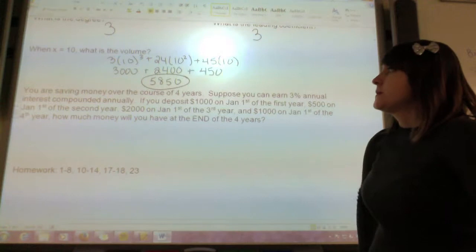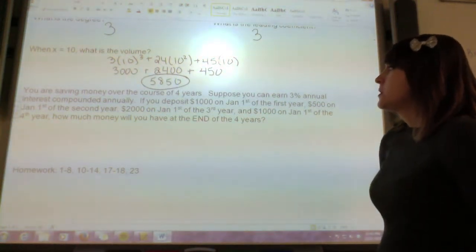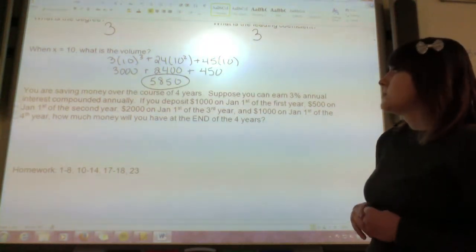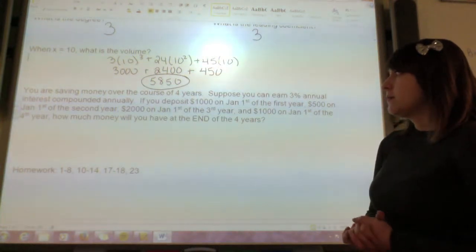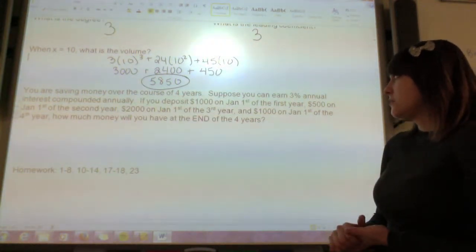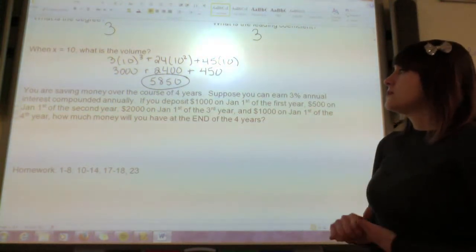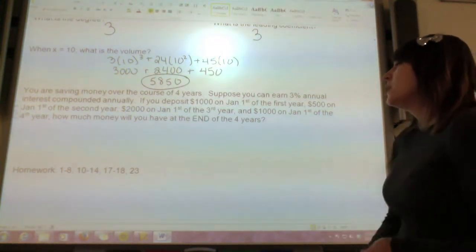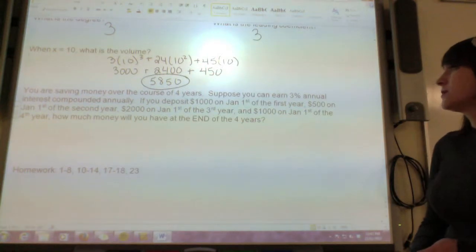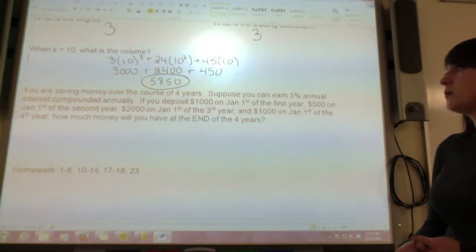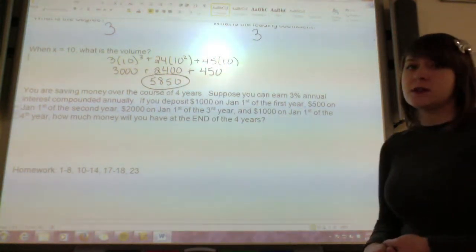Okay, next up, you're saving money over the course of 4 years. Suppose you can earn 3% annual interest compounded annually. If you deposit $1,000 on January 1st of the first year, $500 on January 1st of the second year, $2,000 on January 1st of the third year, and $1,000 on January 1st of the fourth year, how much money will you have at the end of 4 years?